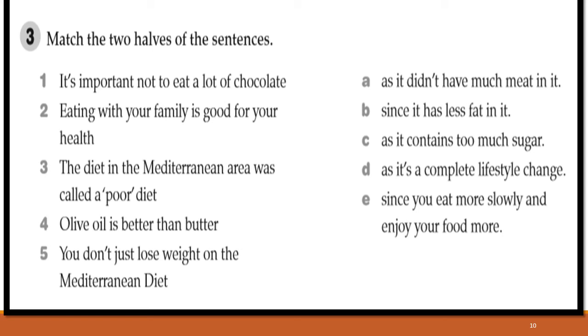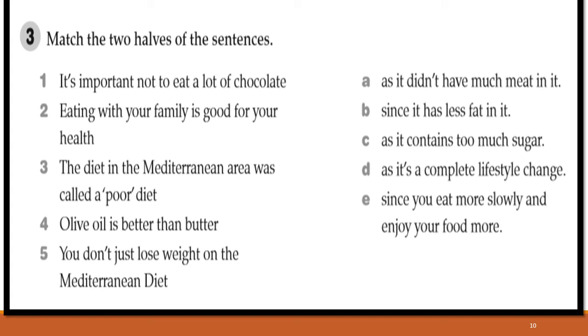1. It's important not to eat a lot of chocolate. Why? Give me a reason why. 2. Eating with your family is good for your health. 3. The diet in the Mediterranean area was called a poor diet. 4. Olive oil is better than butter. 5. You don't just lose weight on the Mediterranean diet. So this is the beginning of the sentence. I need you to complete the sentence by giving me the reason why.